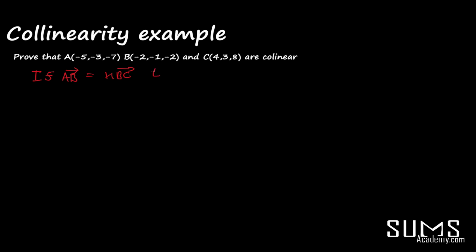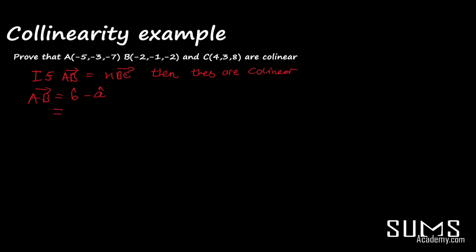If this is true, then the lines are collinear because they have this common point B here as well. So they are collinear. If we can prove this to be true, then we know that we are correct. So first of all, we need to figure out AB. Well, we know that's just going to be the vectors inside it minus the leading vector, the backward vector minus the first vector.